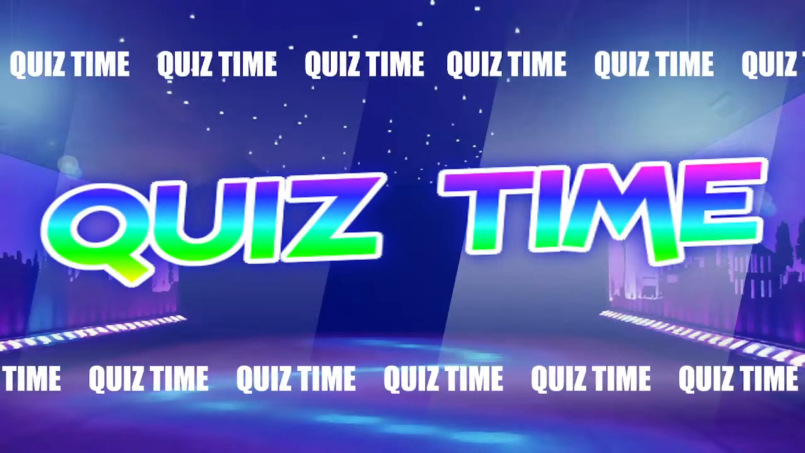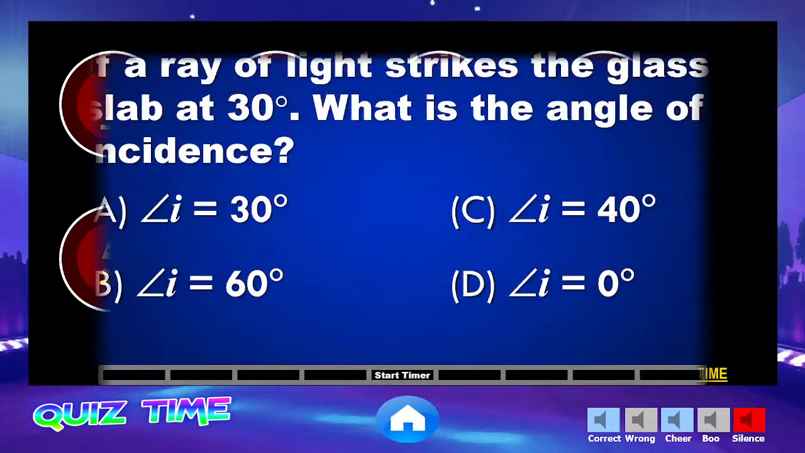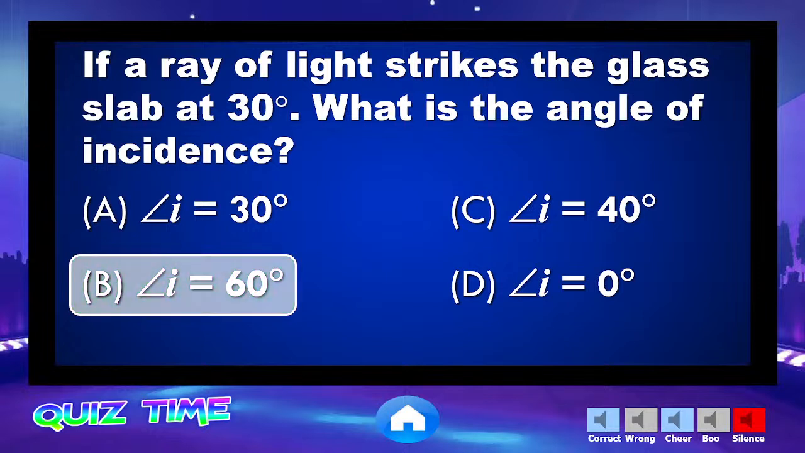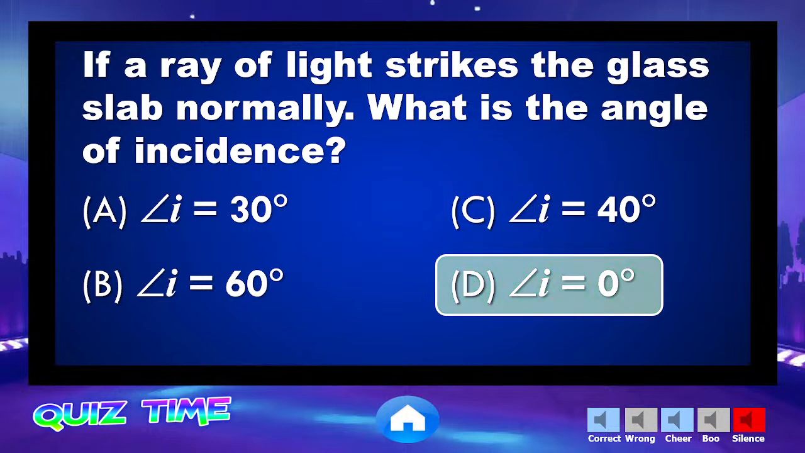Ready? Chalo, let me see who answers. Are you sure? Yeah, what angle? Time started. 60 degree. Okay, shall I start the time? Before the red bar goes to 0, you have to answer it. Time started. 0 degrees correct. Next.